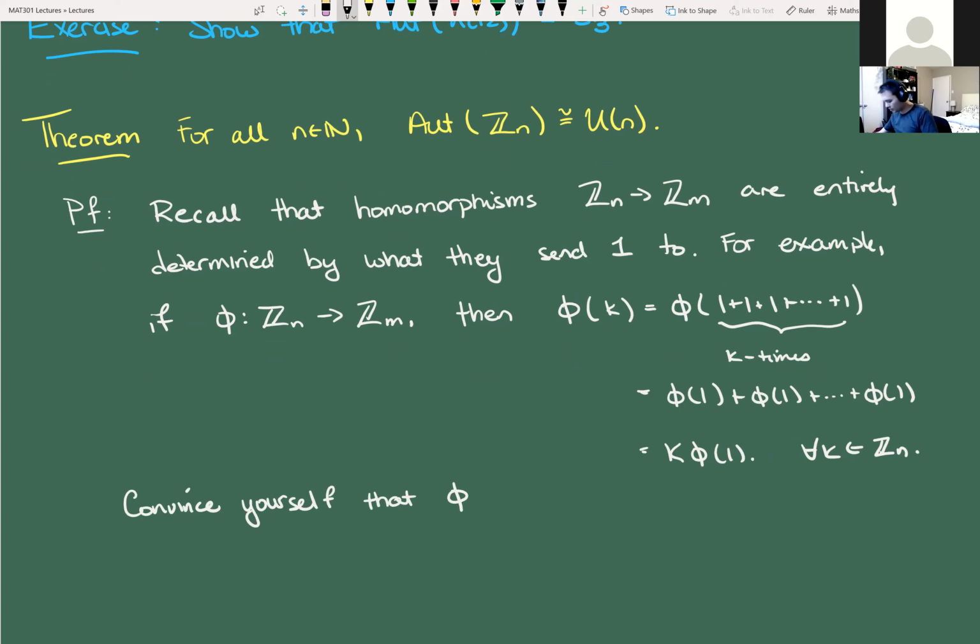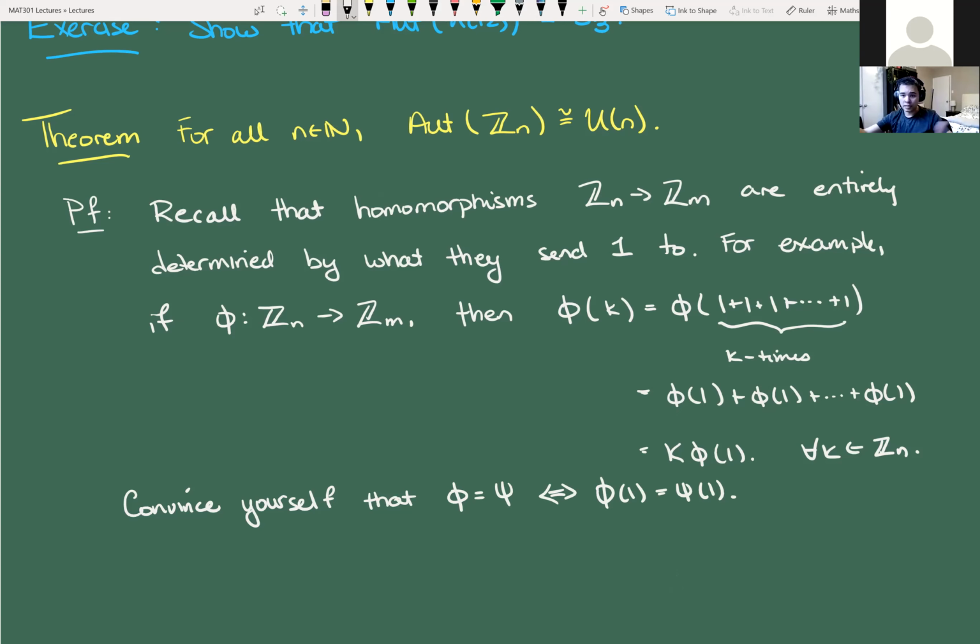Phi equals psi if and only if phi of 1 equals psi of 1. It's very straightforward. Each of those directions is one or two lines at most. The forward direction is immediately obvious: if the two homomorphisms are equal, then they must send 1 to the same thing. And in the backwards direction, suppose that phi of 1 is equal to psi of 1.